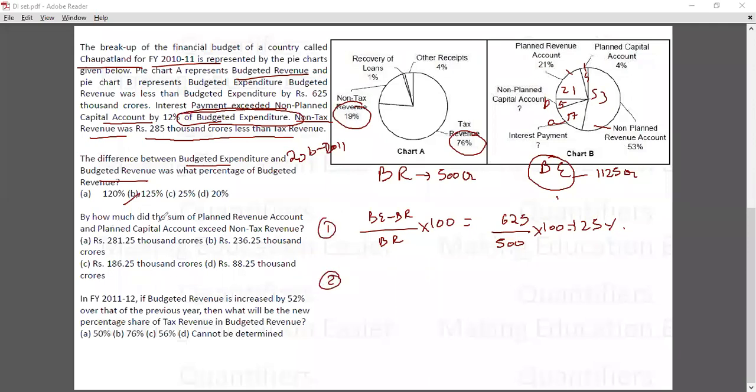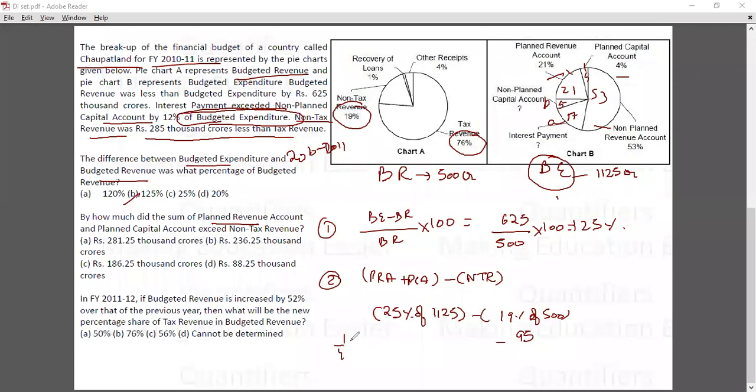For the second question, it says by how much did the sum of planned revenue account and planned capital account exceed the non-tax revenue. Okay. Planned capital account is 4%, planned revenue account is 21%. So this is 25% of 1125, minus the non-tax revenue, meaning 19% of 500. 19% of 500 is direct calculation, 95. 25% is 1 by 4. 1 by 4 of 1125 is 281 point something. Since my options are very, very distant, I don't need to solve it completely. I can take an approximate idea that it is almost getting 100 less. So the answer should be nearby 186. So the first is 125, second 186.